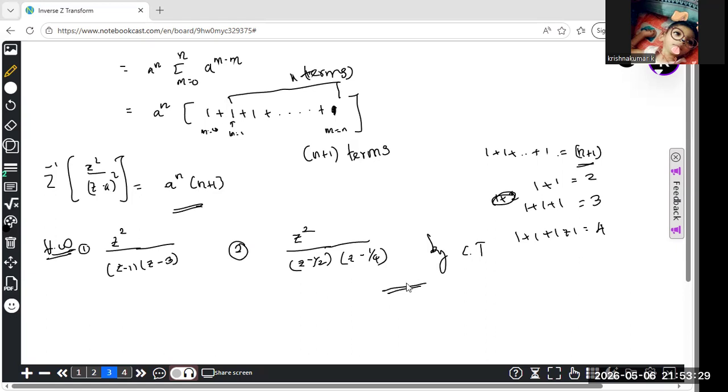Now I'm going to discuss one more problem, which contains only Z in the numerator. So that is an important one.